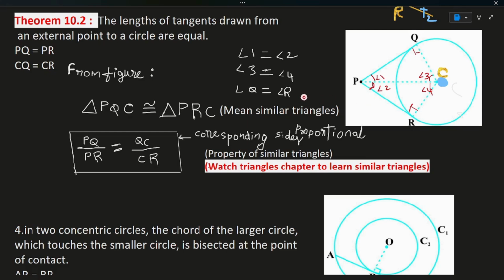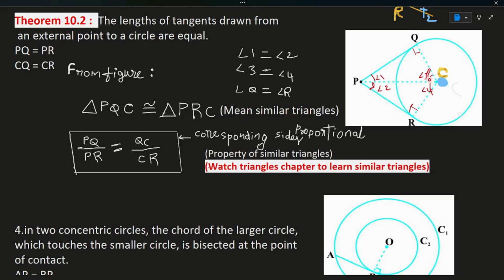Not only this, three more conclusions can be drawn from the given figure: angle 1 equals angle 2, angle 3 equals angle 4, angle Q equals angle R. For example, observe this dotted line, drawn from the external point to the center of the circle. Angle 1 is the angle between PQ and this dotted line. The angle between this straight line and PR is angle 2. The angle between CQ and the straight line is angle 3. The angle between PC and CR is angle 4. In this situation, angle 1 equals angle 2.